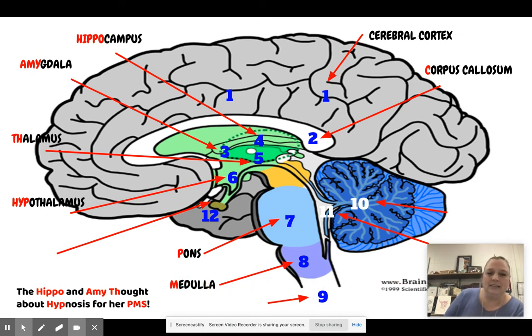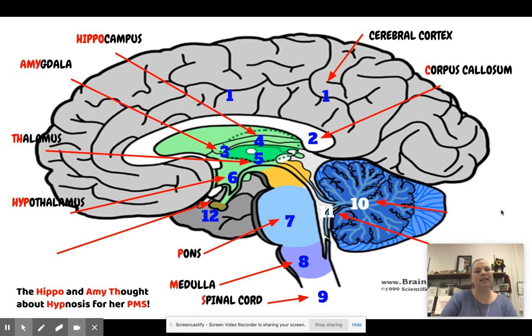Number 8 is your medulla. Highlight the M. The medulla controls your heart rate, your breathing, and your blood pressure. So you could see why a neck injury is a very serious thing because it can very quickly become a very serious issue with your heart rate and your breathing. So that's why they definitely don't want to move you and they put you in that cast, basically.